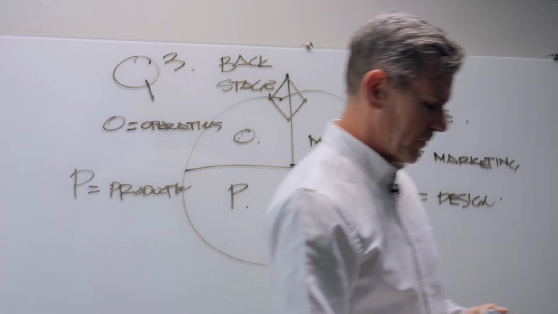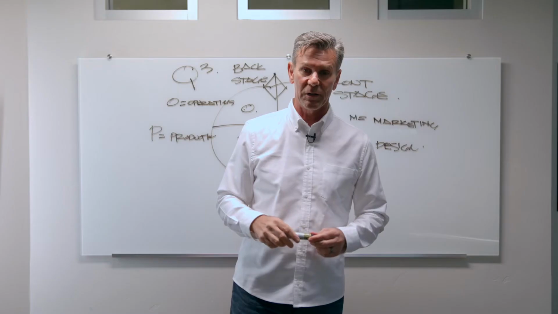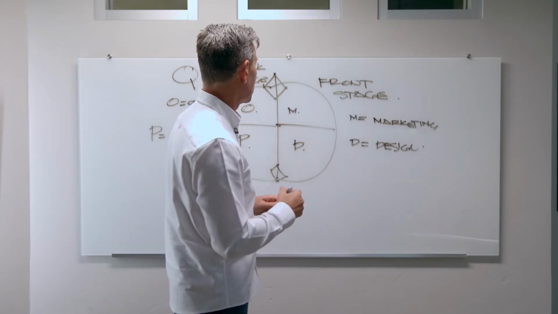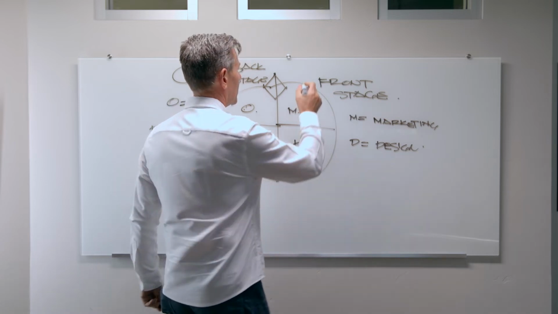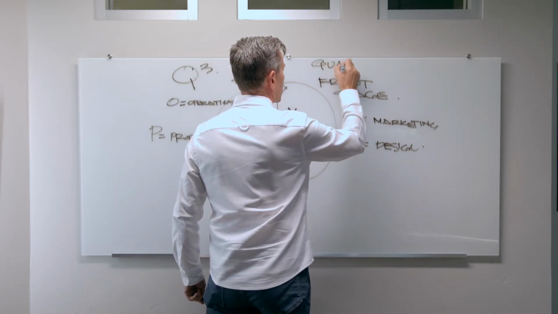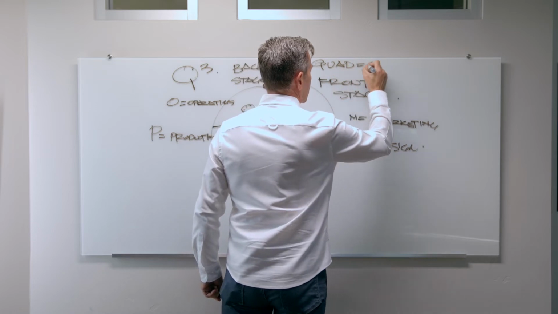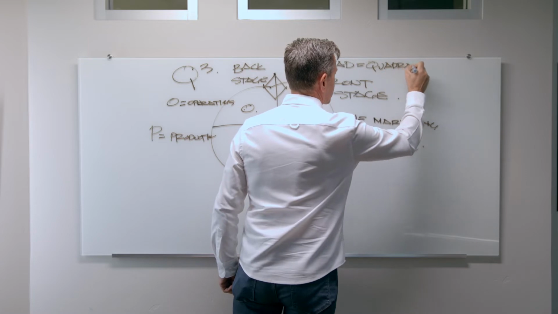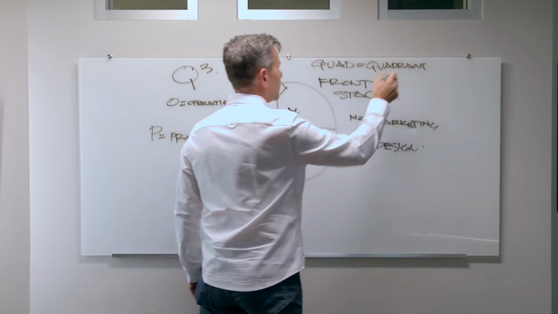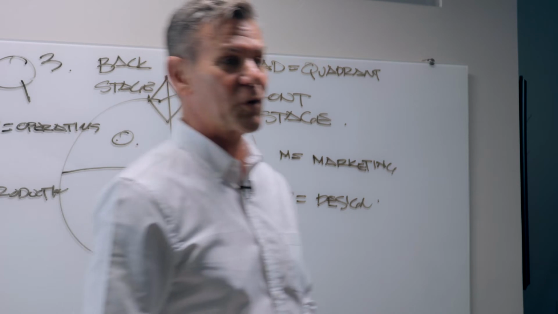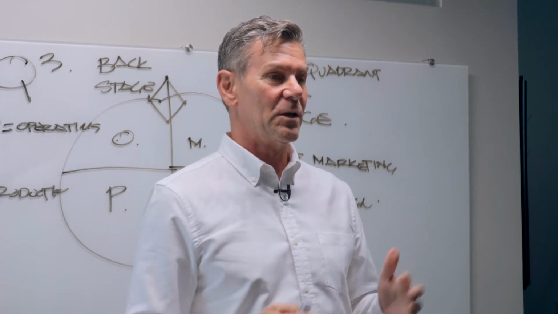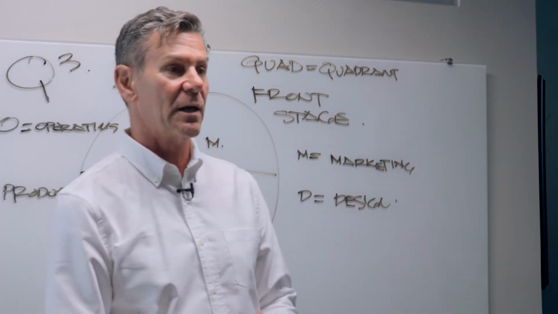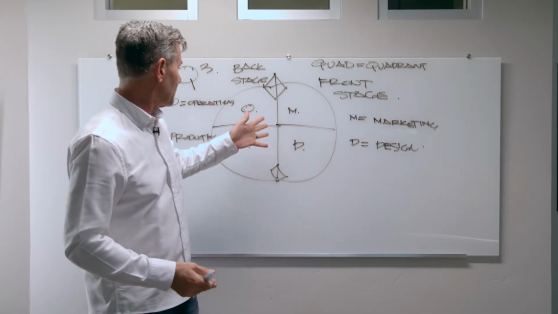So let me talk about the value of the front stage and the backstage a little bit before I get into the four quadrants. So the Q-Cubed quad is for quadrants. Q-Cubed quad for quadrant, mod for the model. So we have a front stage. As I mentioned before, that's where we interface with the public. That's where value is created. Then we have the backstage.